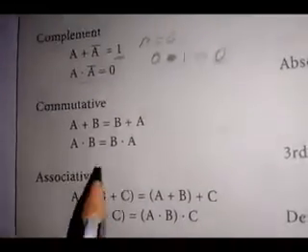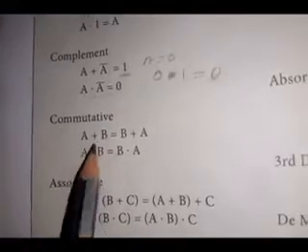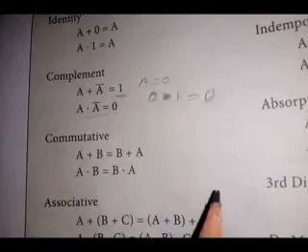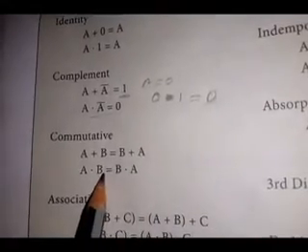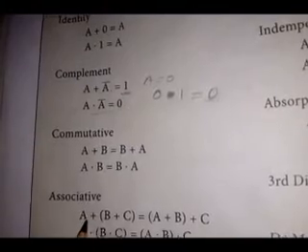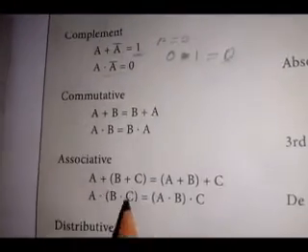Okay. Then next, commutative law. A plus B equal to B plus A. In mathematics itself we are studying. Is it? A into B equal to B into A. Next, associative law. This is also what we studied in mathematics.